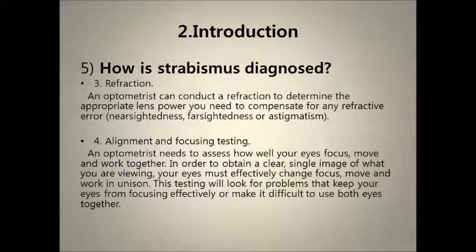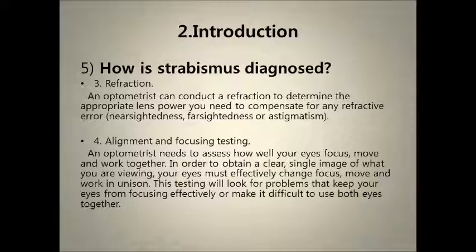Third, refraction. An optometrist can conduct a refraction to determine the appropriate lens power you need to compensate for any refractive error. Using an instrument called a phoropter, the optometrist places a series of lenses in front of your eyes and measures how they focus light using a handheld lighted instrument called a retinoscope, or the doctor may use an automated or handheld instrument that evaluates the reflective power of the eye without the patient needing to answer any questions.